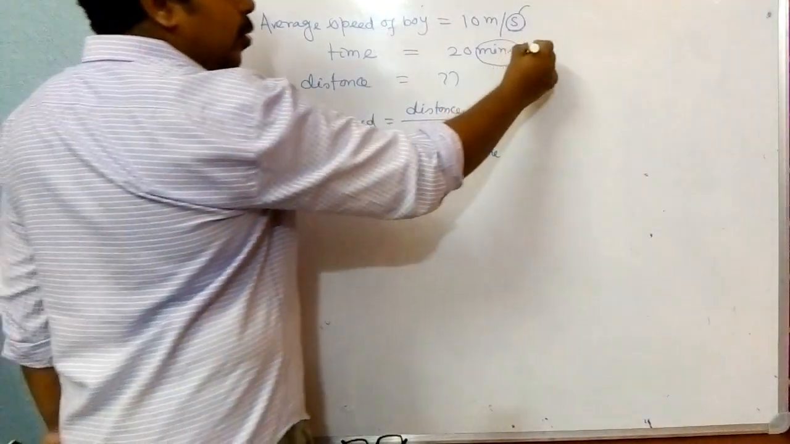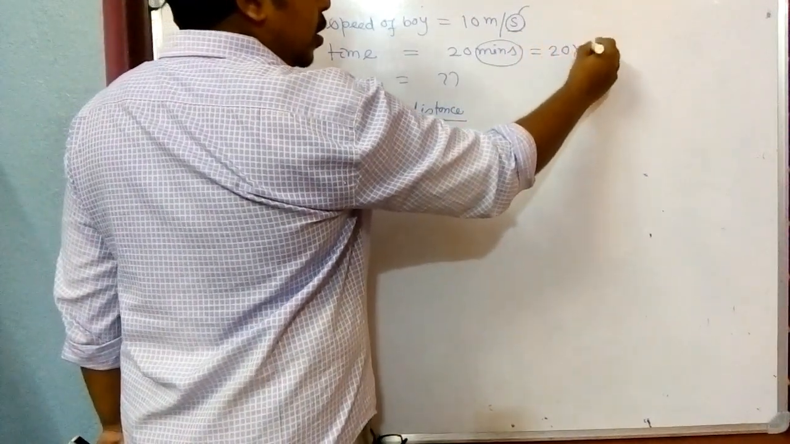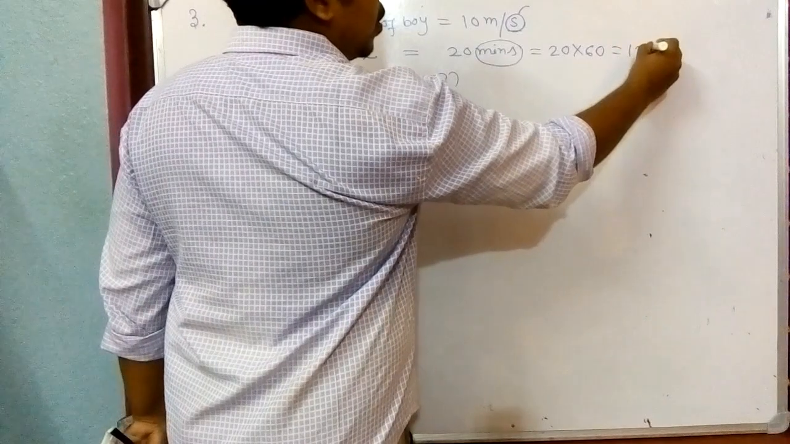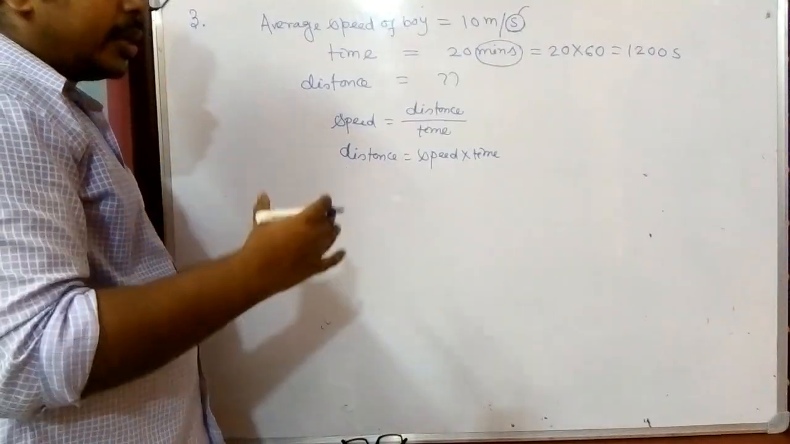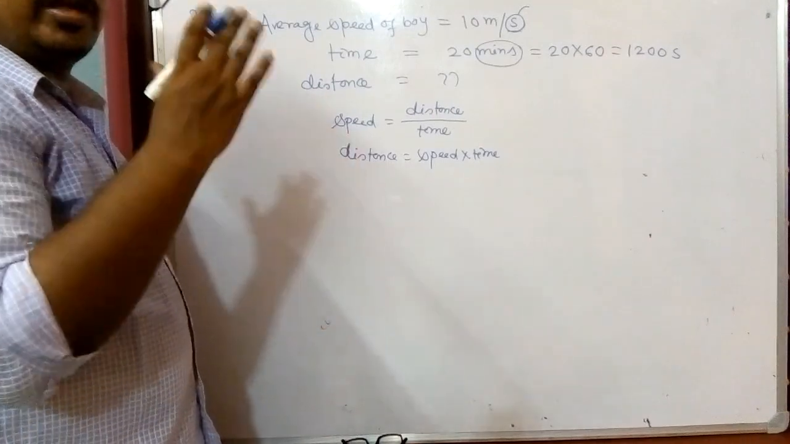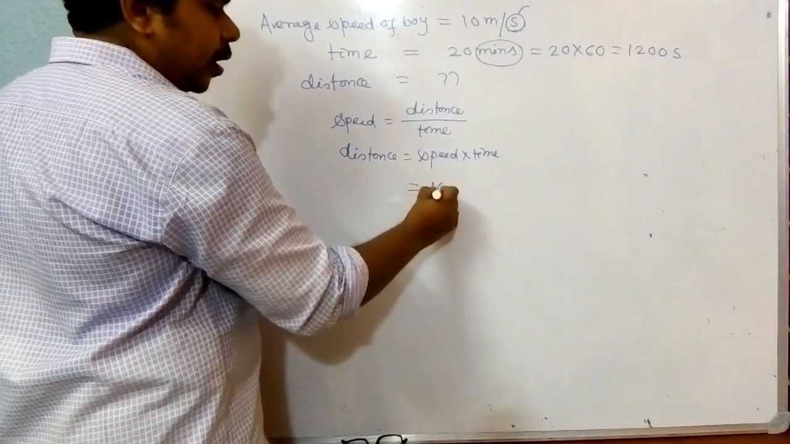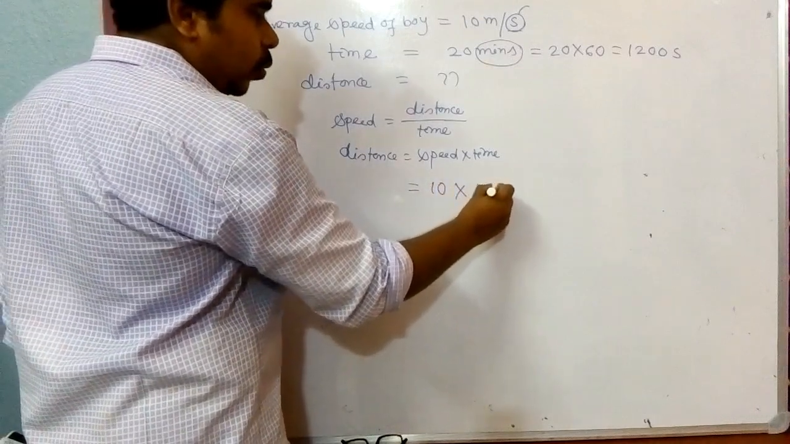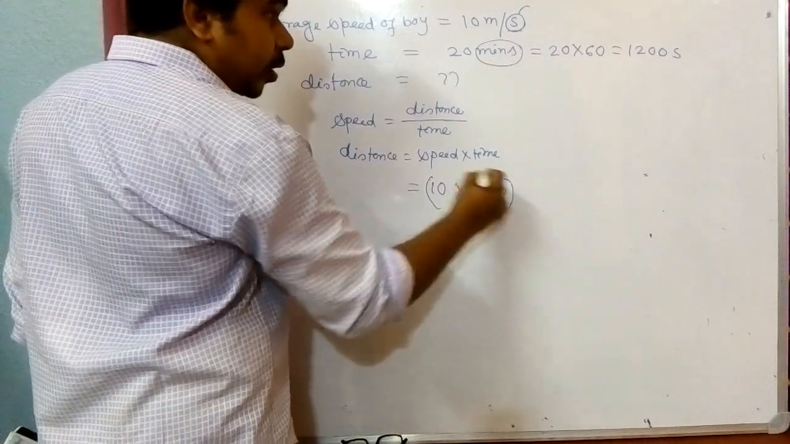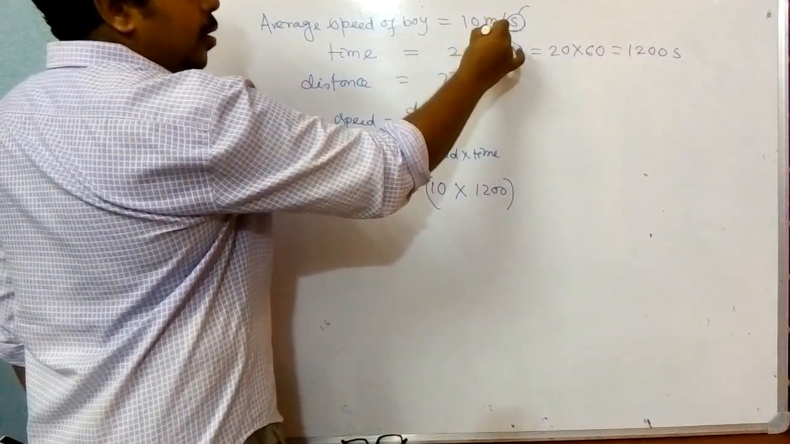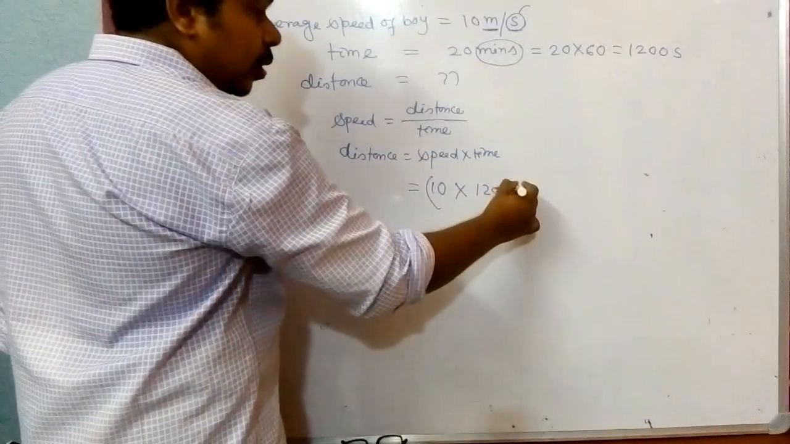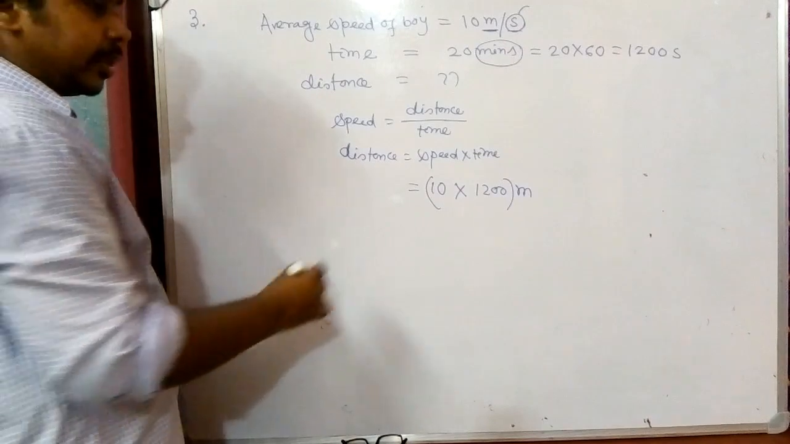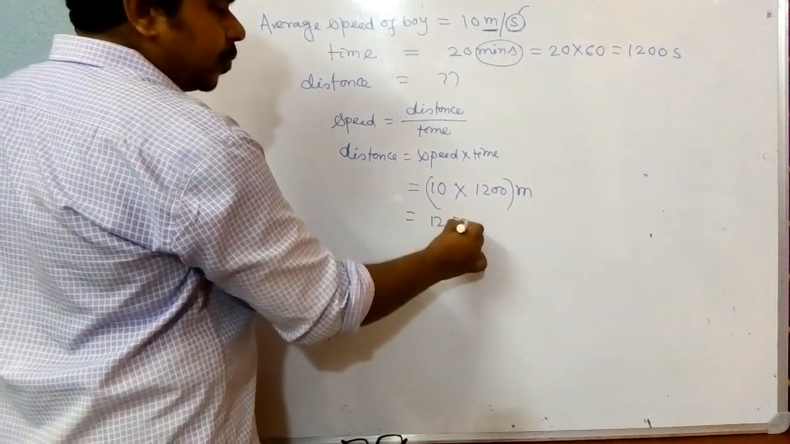So 20 minutes equals how many seconds? 20 into 60. That much of second. Okay, now we can put the value here. If the units are not of the same kind, then our answer will be wrong. So what is the speed? 10. What is the time? 1200. Okay, so as the speed is given in meter, the distance will also come in meter. So it will be 12,000 meter.